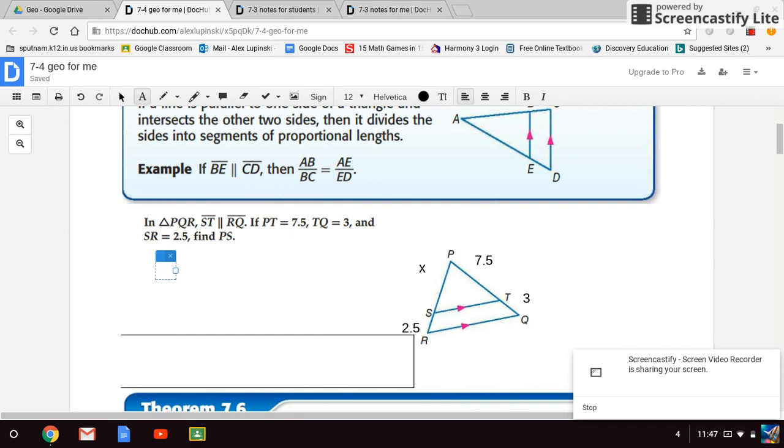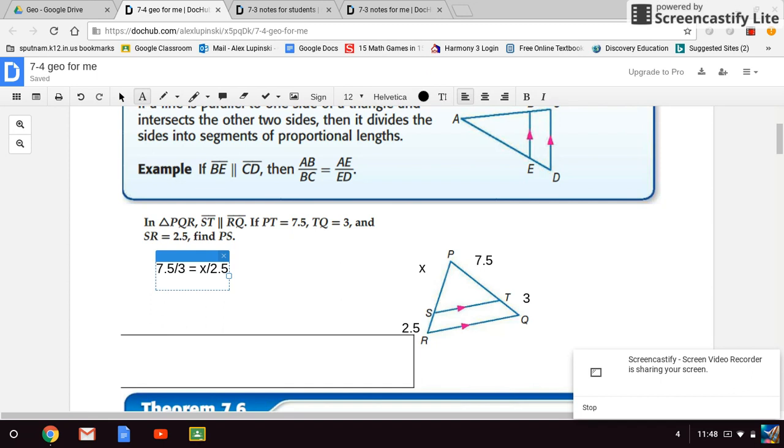You just set the sides equal and stuff. For instance, we have side PQ. So PT, 7.5 divided by TQ, which is 3, is going to equal PS, which is X, divided by SR, which is 2.5. So you're doing the longer side divided by the small side equals the opposite longer side divided by the small side.